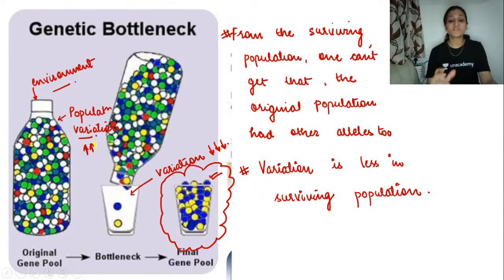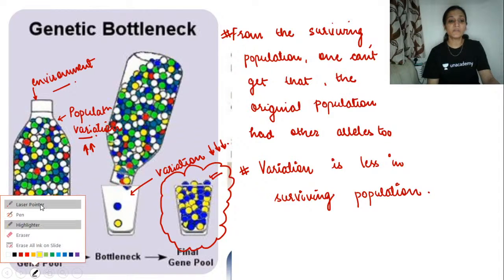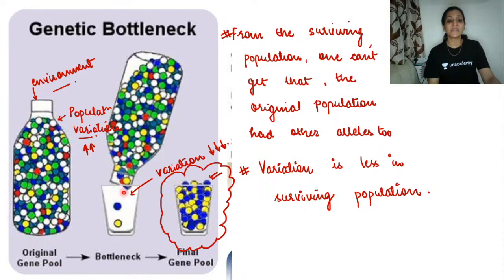Now this is the picture which is explaining the bottleneck effect. See, this bottle has 5 colored beads, that is white, red, green, yellow and blue. But when this bottle is tilted into the glass, only 2 colored beads are there in the glass. So only these 2 colored beads are going to form the new population. The bottle may be made up of 5 colored beads, it doesn't matter, but what comes into the glass is only blue and yellow.